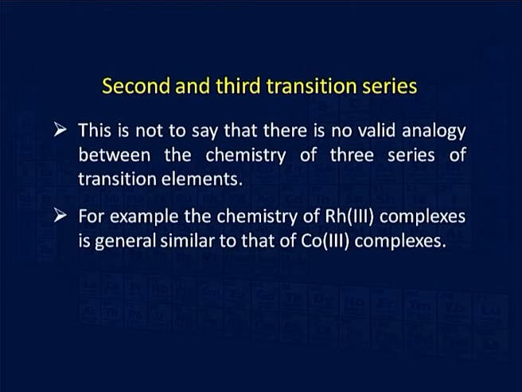So, do we mean to say that the chemistry of second and third row transition elements is completely different from that of the first row? It is not the case. For example, rhodium forms complexes in the +3 oxidation state, which are very much similar to its congener, that is cobalt in the +3 oxidation state.